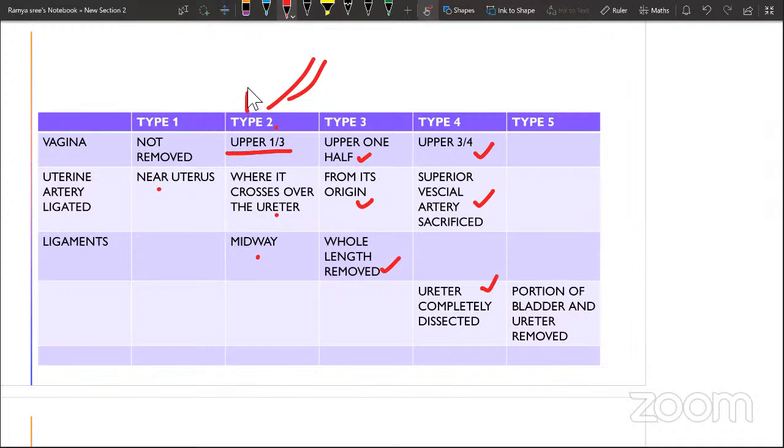Type 2 is called Wertheim's hysterectomy. If you can't remember all these, at least remember Wertheim's hysterectomy carries the highest risk of ureteric injury because you are ligating the ureter in the Wertheim's canal. So it carries the highest risk of ureteric injury. Type 3 is called Meigs' radical hysterectomy. Type 4 and type 5 are radical hysterectomies.